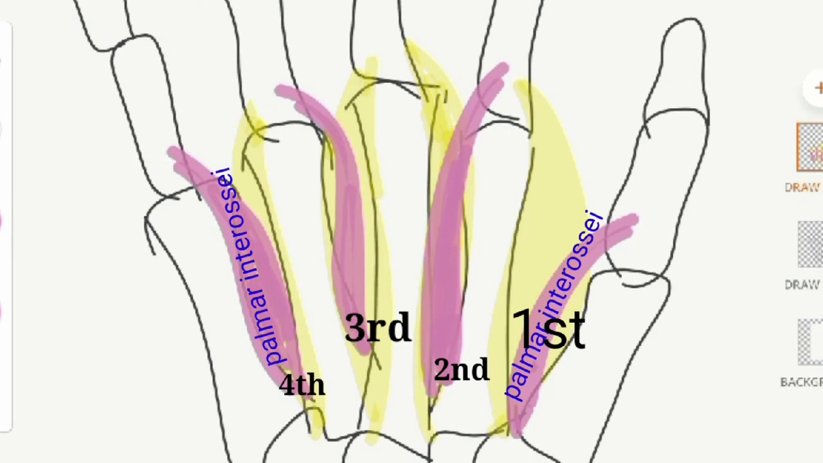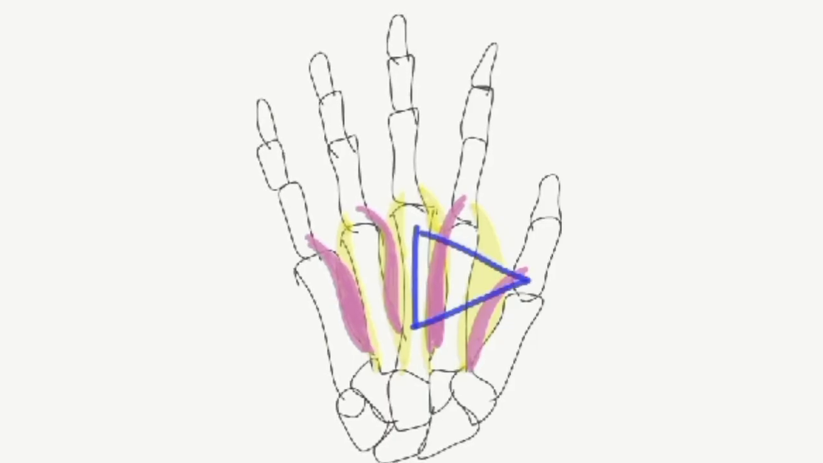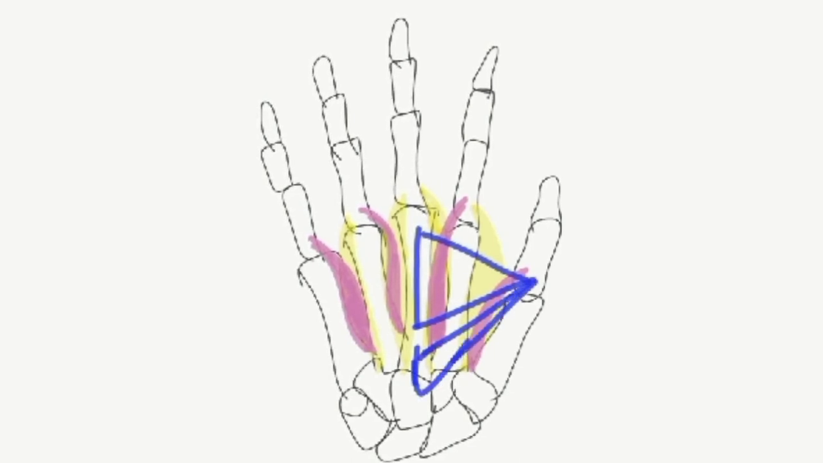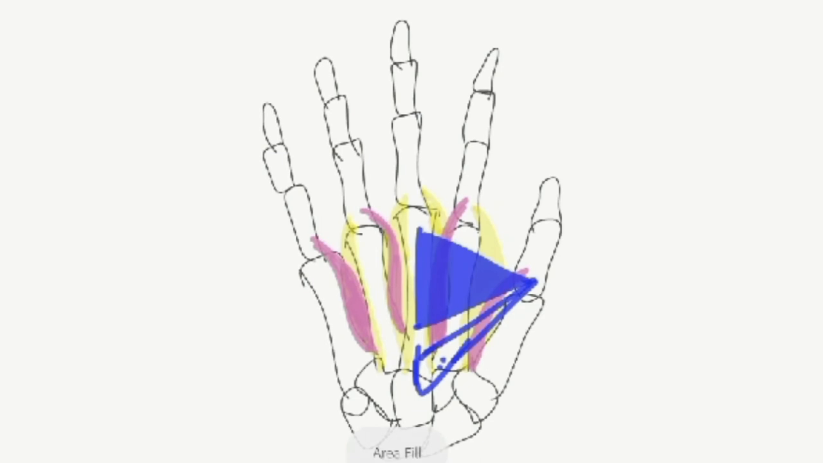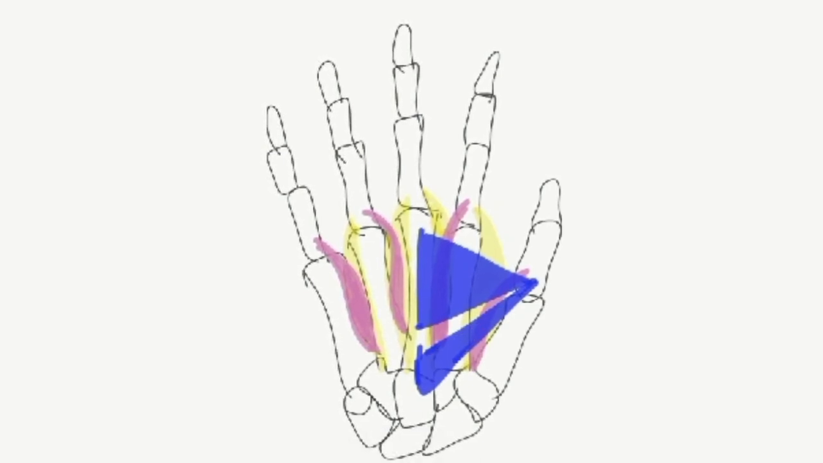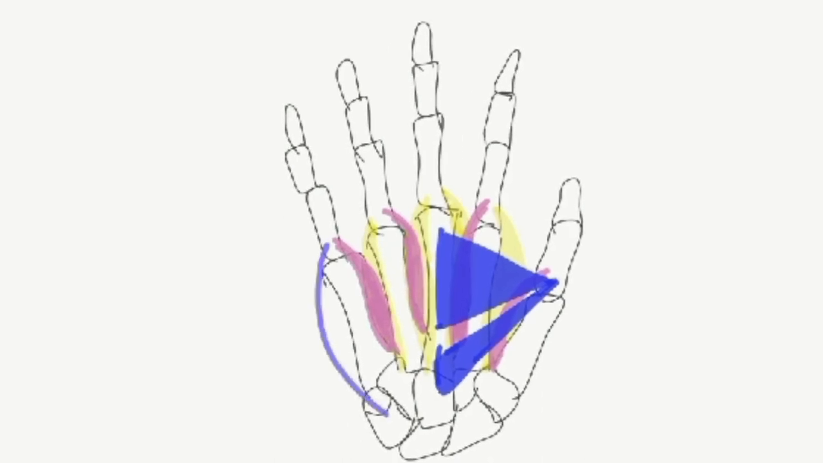One more adductor of the thumb is adductor pollicis. It has a transverse head and an oblique head. The transverse head arises from the third metacarpal, and the oblique head from the capitate, and it is inserted into the ulnar side of the proximal phalanx of the thumb at the base of the thumb.